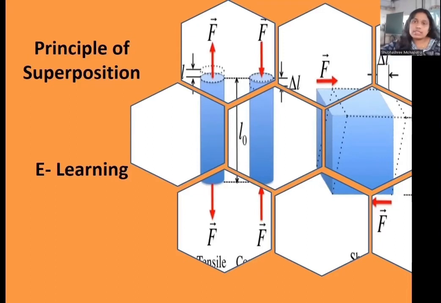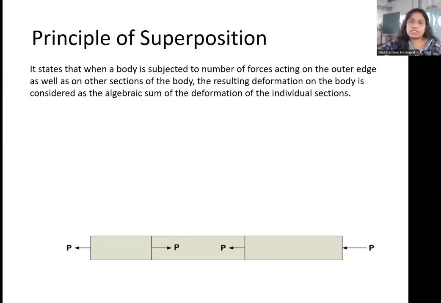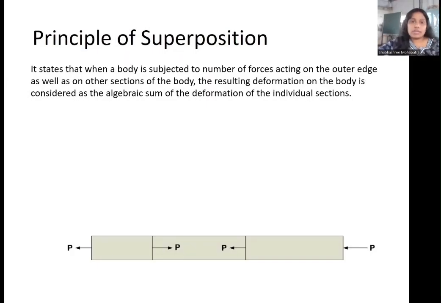Hello students, in this lecture, we'll be studying the principle of superposition. What is the principle of superposition? The statement says when a body is subjected to a number of forces acting on the outer edge as well as on the other sections of the body, the resulting deformation on the body is considered as the algebraic sum of the deformation of the individual sections.